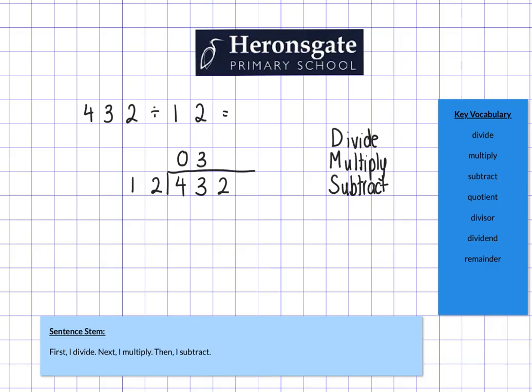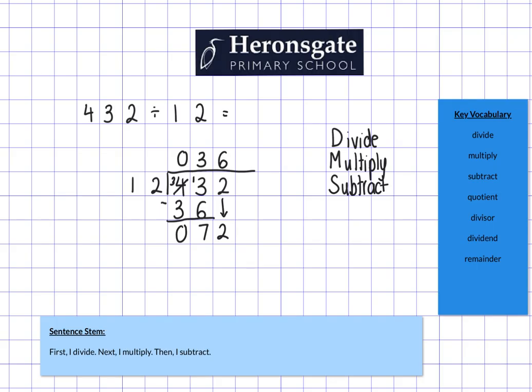That's my divide complete. Multiply, I now multiply my quotient 3 by my divisor 12. So 12 times 3 is 36. And then now I do the S part, subtract. So I am going to need to regroup here. My next step will be to bring down the 2, so I have 72. 72 divided by 12 is 6.